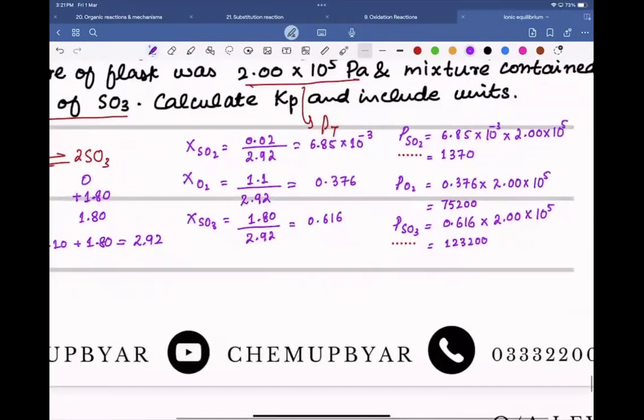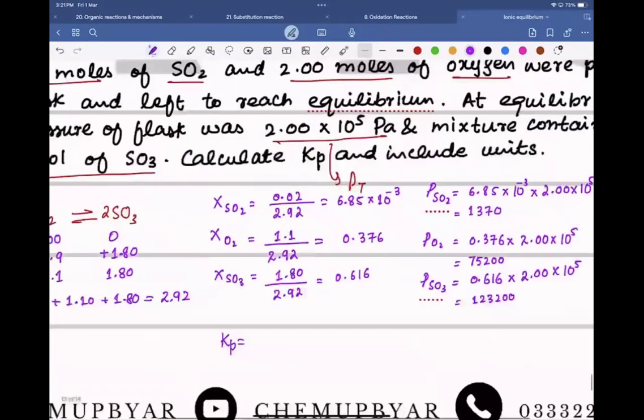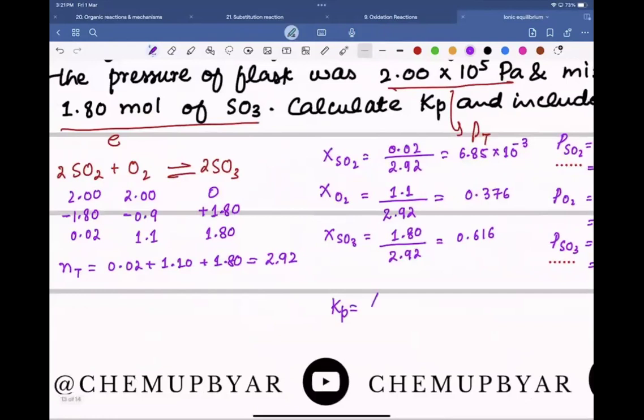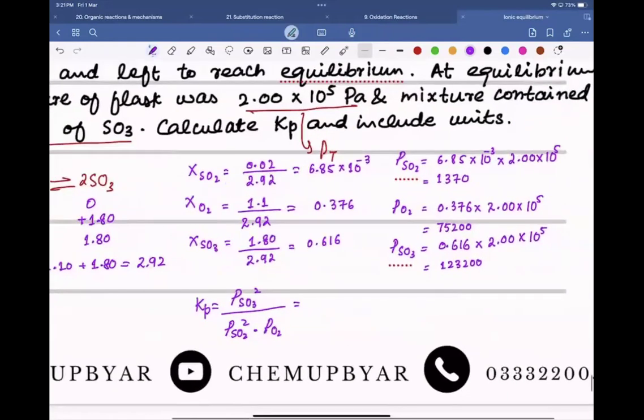Okay. Now if I have to find the Kp expression, if you look at the equation, Kp would be the partial pressure of SO3 squared divided by the partial pressure of SO2 squared times the partial pressure of oxygen. So that is 123200 squared divided by 1370 squared times 75200. Now if you calculate, you will get the Kp value. And if I work out the unit, the squares above and below cancel out, and it's Pascal. So we get Pascal squared in the numerator and Pascal cubed in the denominator. So the unit would be Pascal inverse.